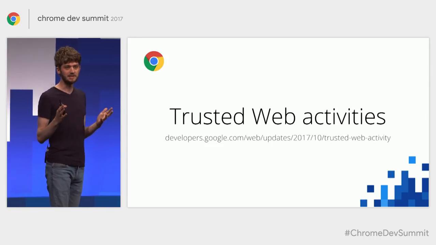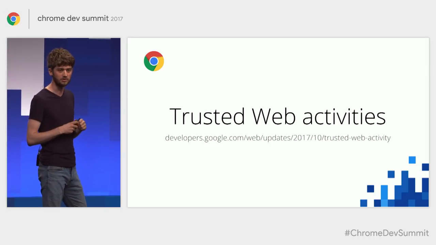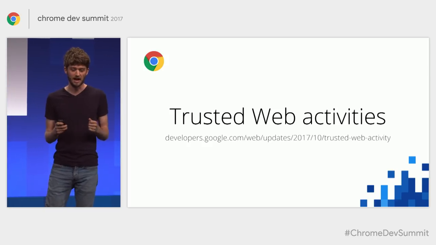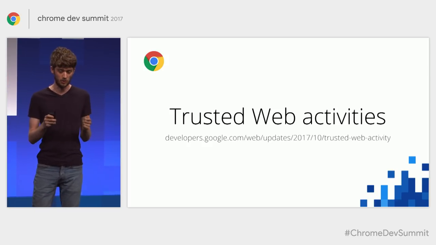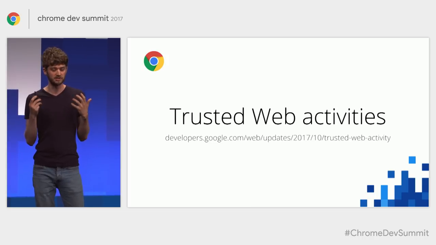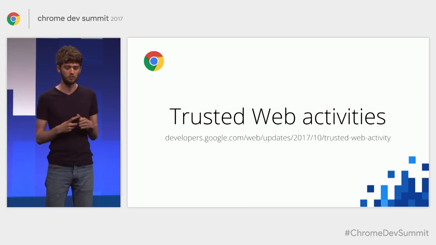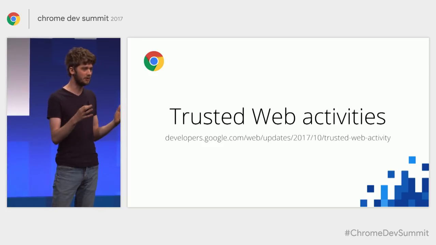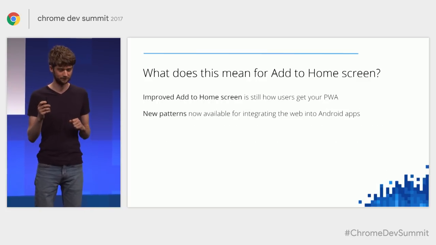So we'll be releasing a preview of Trusted Web Activity support in Chrome's dev channel very soon, and the full documentation will be available this Wednesday. Trusted Web Activities will be available through the Android support library, so other browsers will be able to support this as well. So we'd love for you to try this out and let us know what you think.